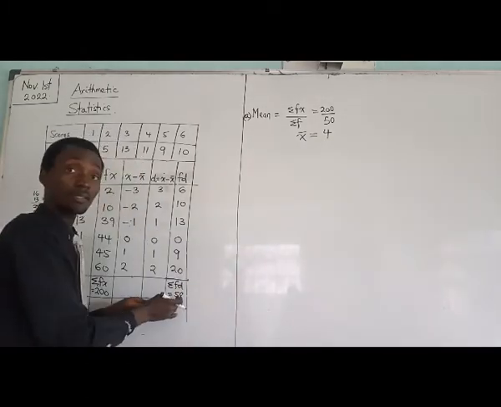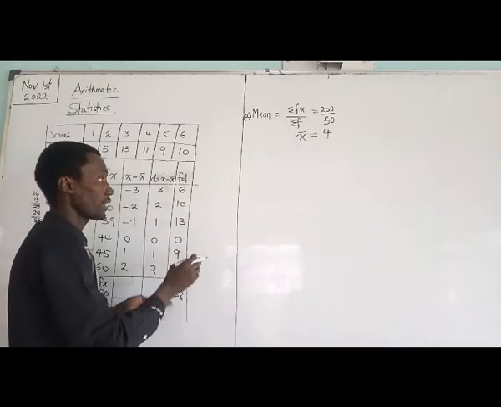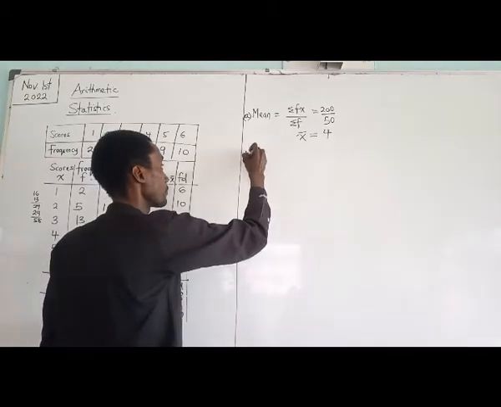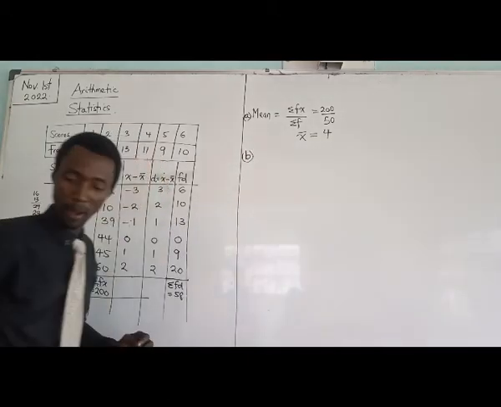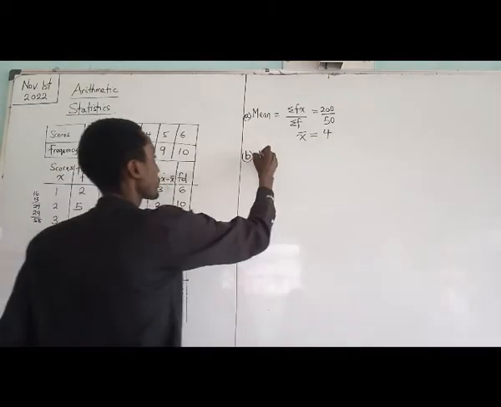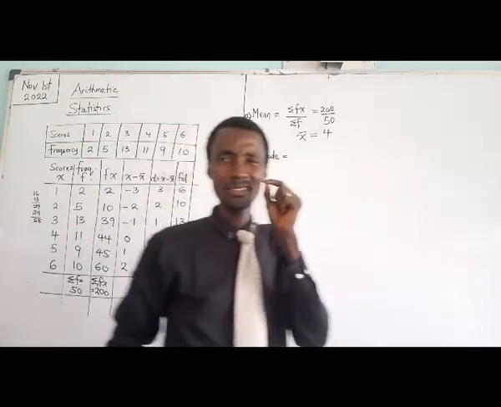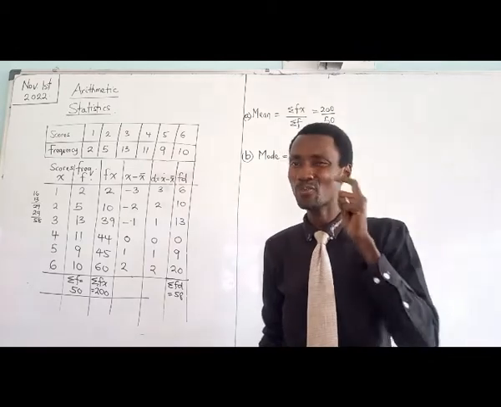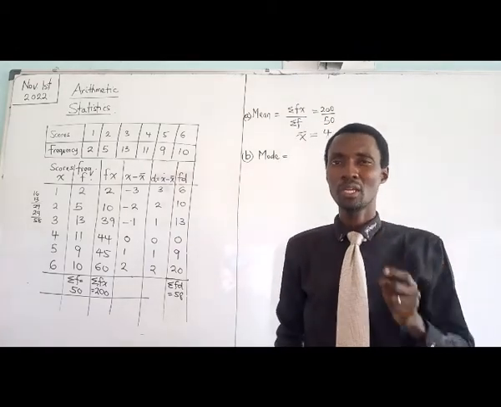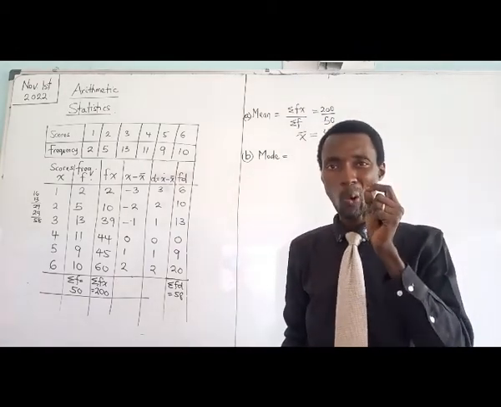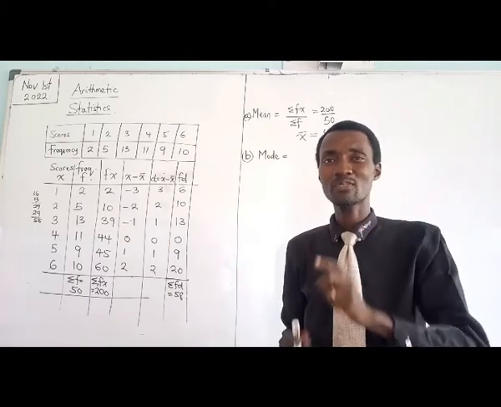Now, I'll keep that, and then I'll pause and come to this B. The next question says I should look for the mode. Now, the mode is the score with the highest frequency. You may want to write that down. The mode is the score or the item with the highest frequency.